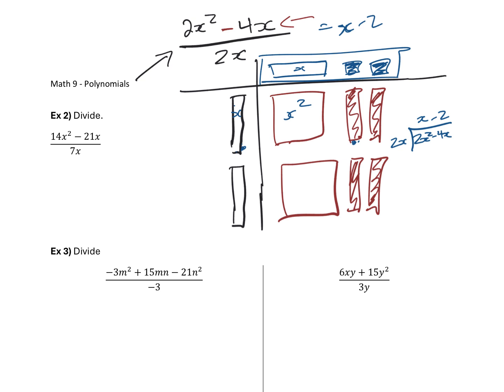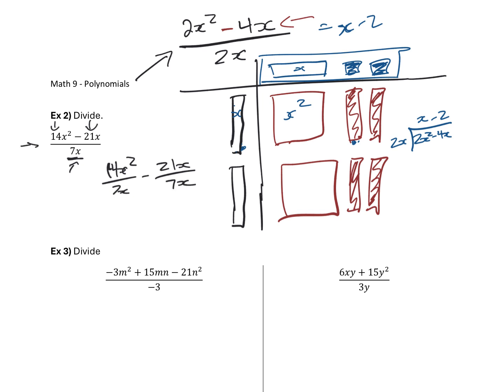So I'm going to leave that drawing there. But if we come back here to the one that's actually in your notes, you're going to have 14x squared minus 21x divided by 7x. Remember, we have to divide both of the terms in the dividend by the divisor. So really, what I'm doing is 14x squared divided by 7x minus 21x divided by 7x.